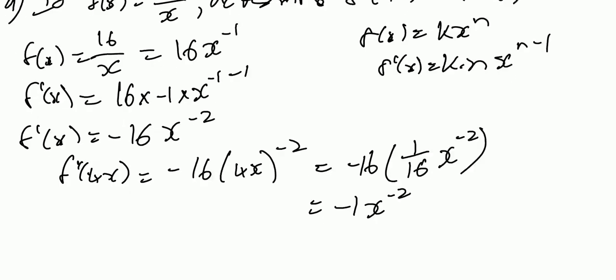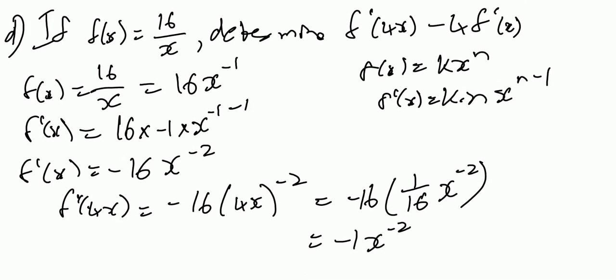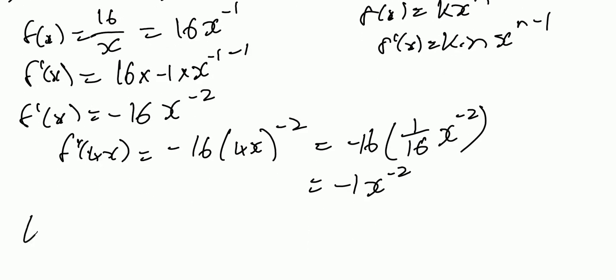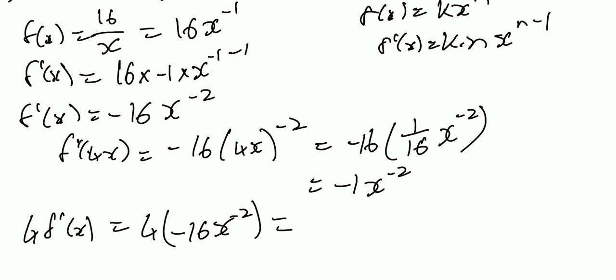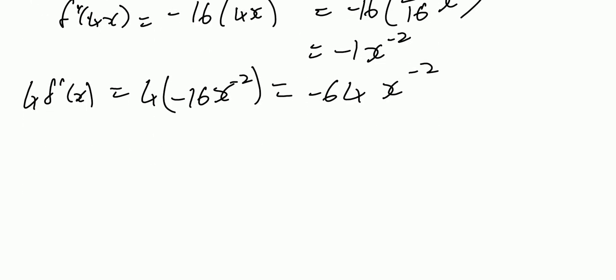So now we want 4 f prime x. 4 f prime x simply means this is the same as 4 multiplied by our f prime x, which is minus 16 x to the power negative 2. Minus 16 multiplied by 4 is minus 64 x to the power negative 2. So now we can find what is required.